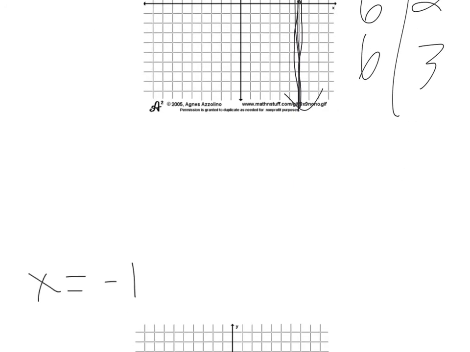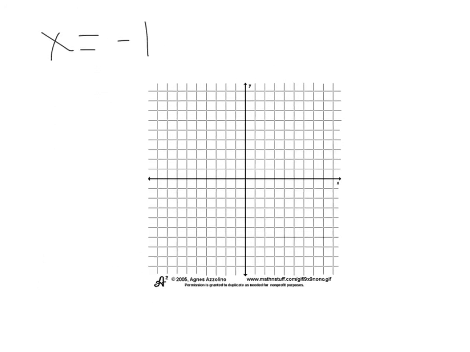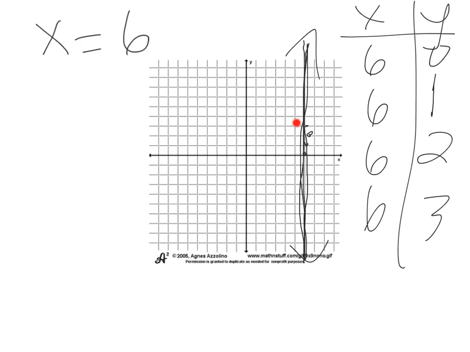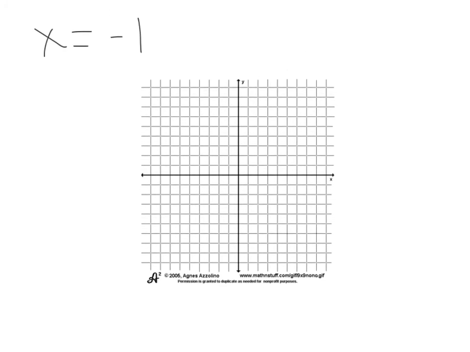Let's try another one. X equals -1. Well, if we think back to our x's, we know that these make vertical lines. So this one's going to make a vertical line, but this time it's going to be at -1. So I can go left -1 because I'm doing my x's, which go on my x-axis. Left -1, and there's my line. This is the equation, x equals -1.